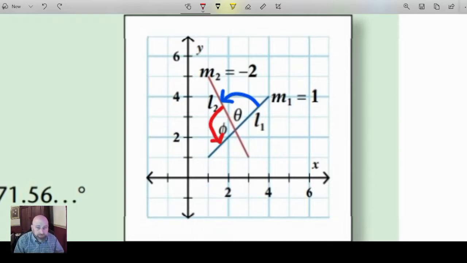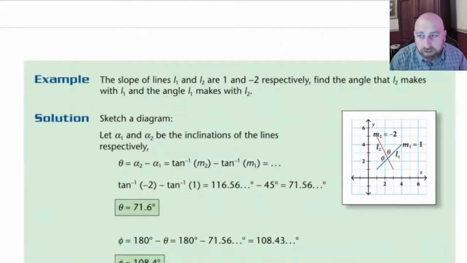How are we going to do that? Let's go back here to the book, and let's look at how they did it. So we're going to take the theta equals. Remember, what's theta? Theta is this one right here, this top one, the blue line to the red line. So how do we get that? We take the angle 2 minus the angle 1. How did we get those angles? Well, we already have the slopes, right? So if we have the slopes, then we can find the angles.